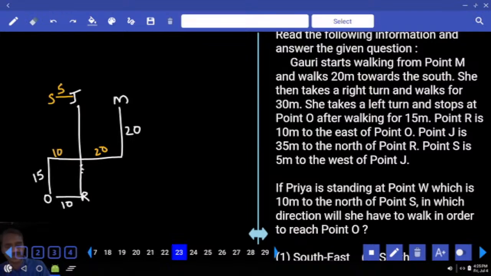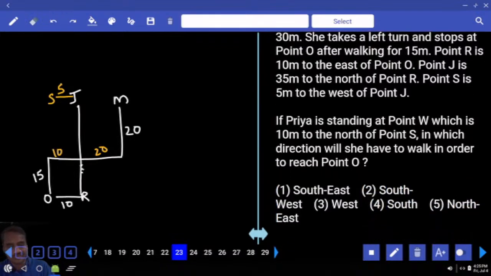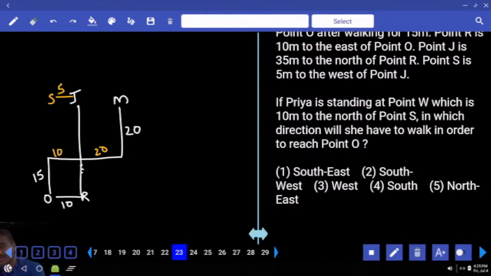Then if Priya is standing at point W, which is 10 meters to the north of S. Now this W, where is this W? 10 meters to the north of S. Then Priya is standing at this place. In which direction will she have to walk in order to reach O? In order to reach O, in which direction does this person have to move?